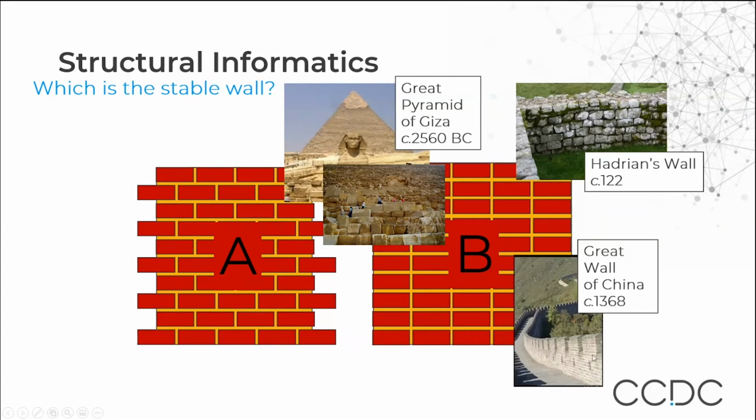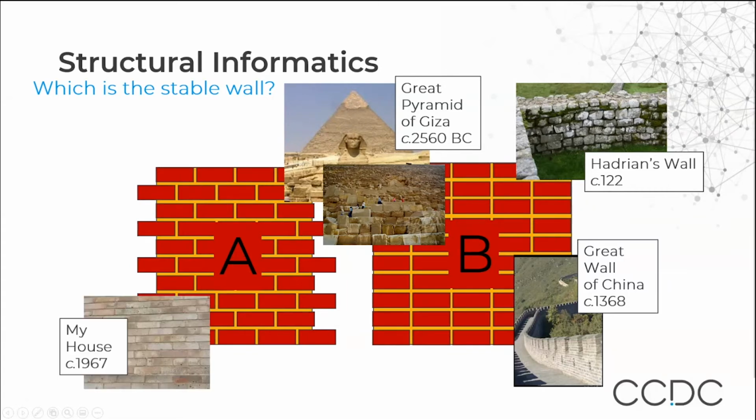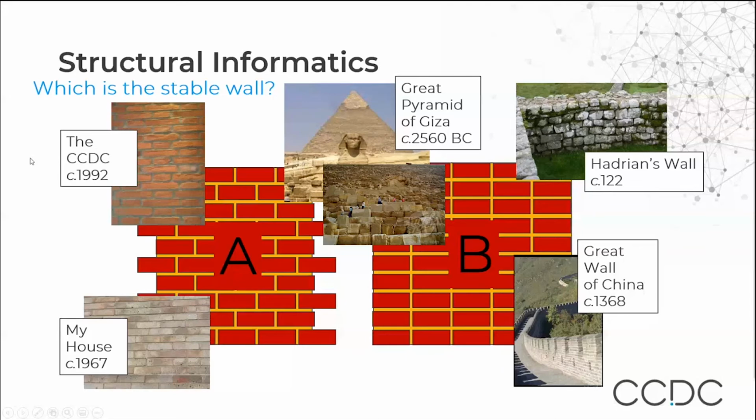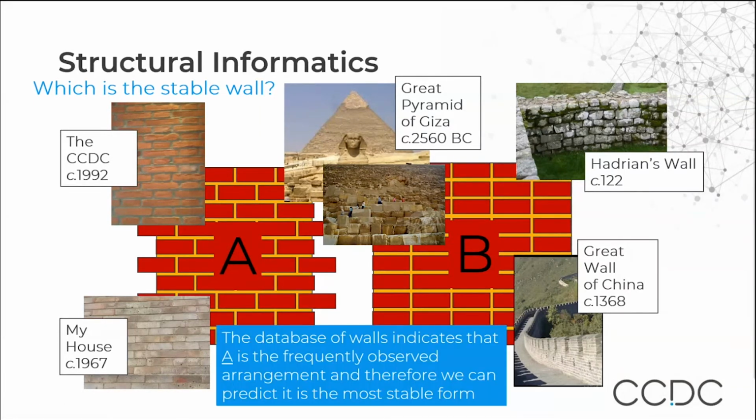Great Wall of China, again, we're seeing this Form A arrangement of bricks. My house from 1967, we're seeing Form A of bricks. The CCDC building in Cambridge, 1992, we're seeing the same formation of bricks, although it looks a bit more like a co-crystal at CCDC. So our database of walls indicates that A is the most frequently observed arrangement, and therefore, because these walls still exist and we keep using this formation of bricks, we can predict it's the most stable form.